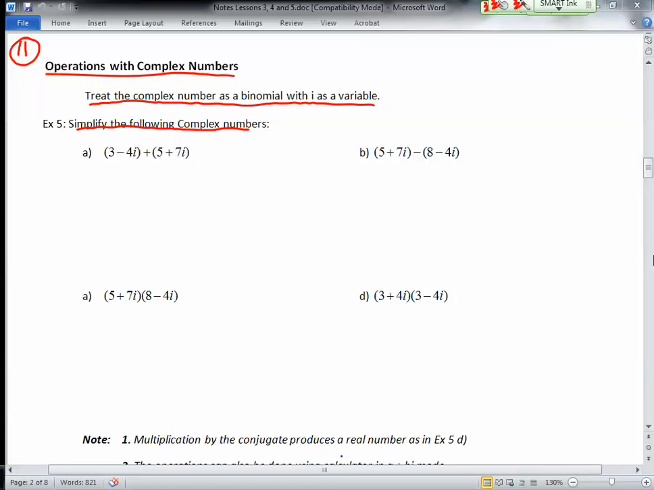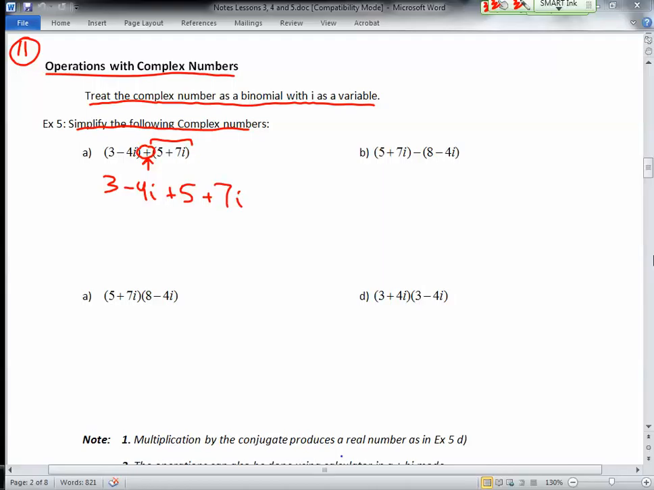First, I look, what type of problem is this? It's an addition problem, right? I'm adding. So I'm going to come down, rewrite them without parentheses, and then combine like terms. Nothing's happening to this 3 minus 4i because there's no minus sign out in front of it. It's just a plus sign. This plus right here means that everything over here is just going to stay the same because it's going to be a positive 5 and then a positive 7i. So there's my first step.